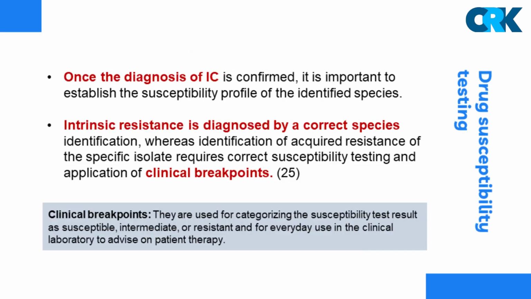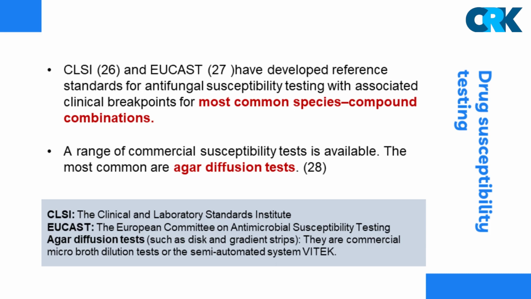Once the diagnosis of invasive candidiasis is confirmed, it is important to establish the susceptibility profile of the identified species. Intrinsic resistance is diagnosed by a correct species identification, whereas identification of acquired resistance of the specific isolate requires correct susceptibility testing and application of clinical breakpoints. The Clinical and Laboratory Standards Institute and the European Committee on Antimicrobial Susceptibility Testing have developed reference standards for antifungal susceptibility testing with associated clinical breakpoints for most common species-compound combinations.